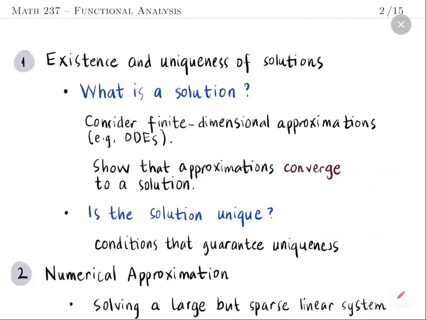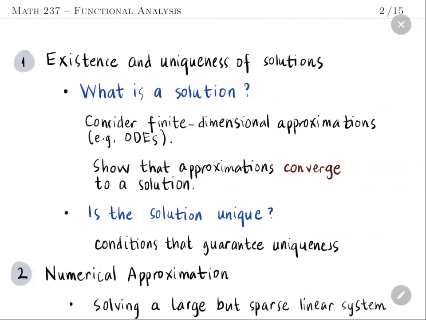So if there are many solutions, can we impose conditions that will guarantee uniqueness? So in the field of fluid dynamics, for instance, there are what we call entropy conditions that allow us to pick the physically relevant solution. Okay, so that's one issue. Do we know that the infinite dimensional differential equations have a unique solution?